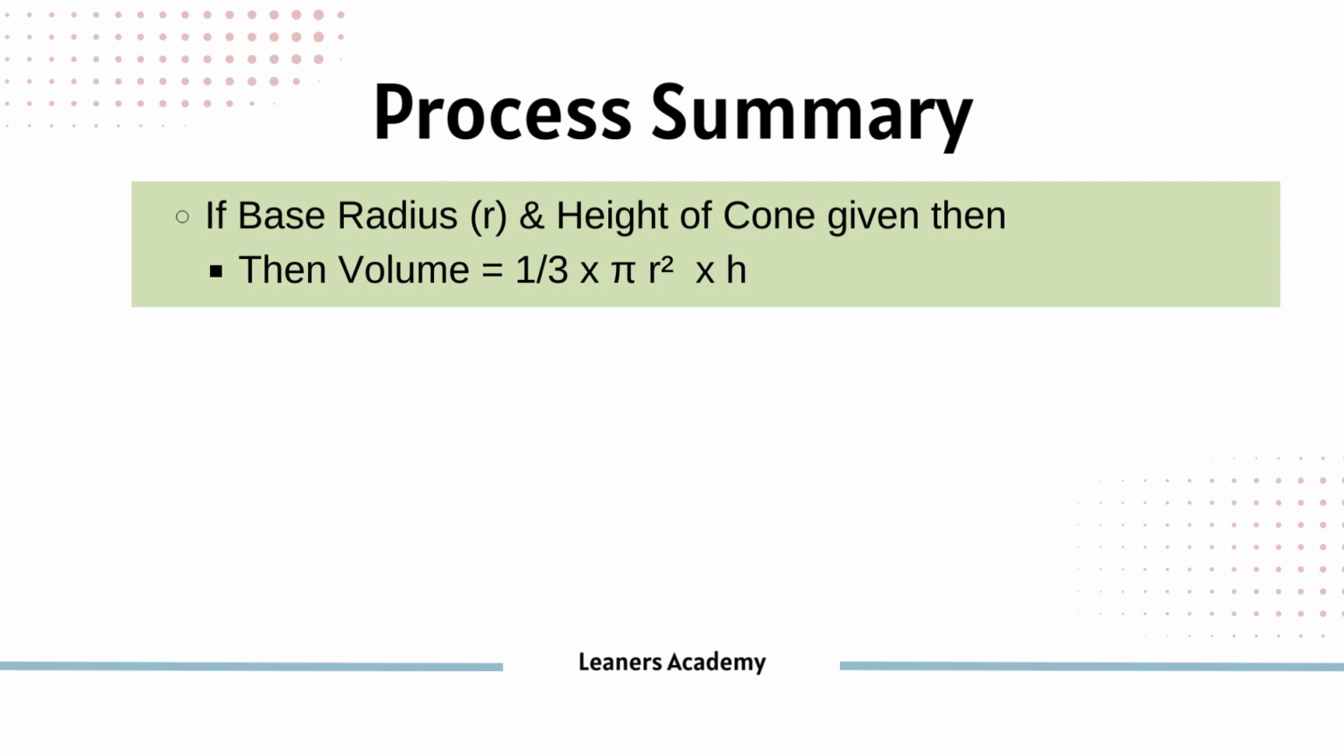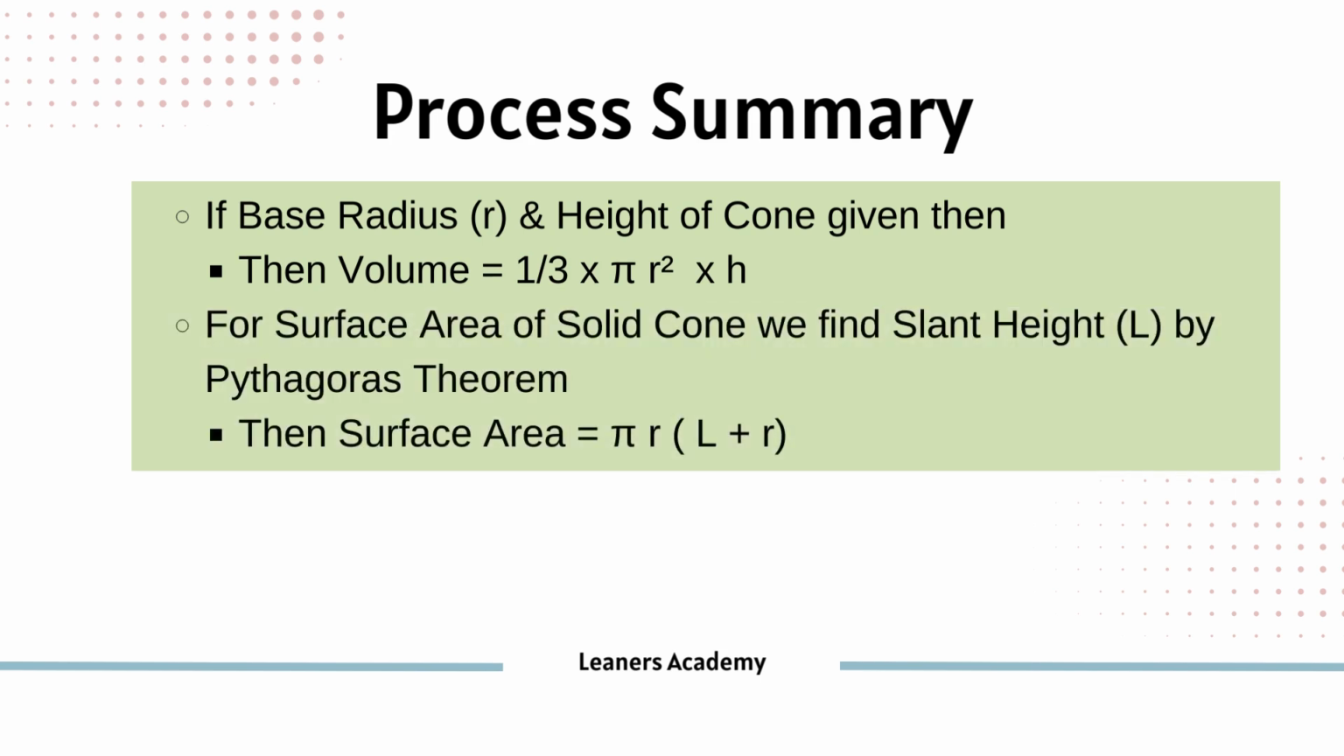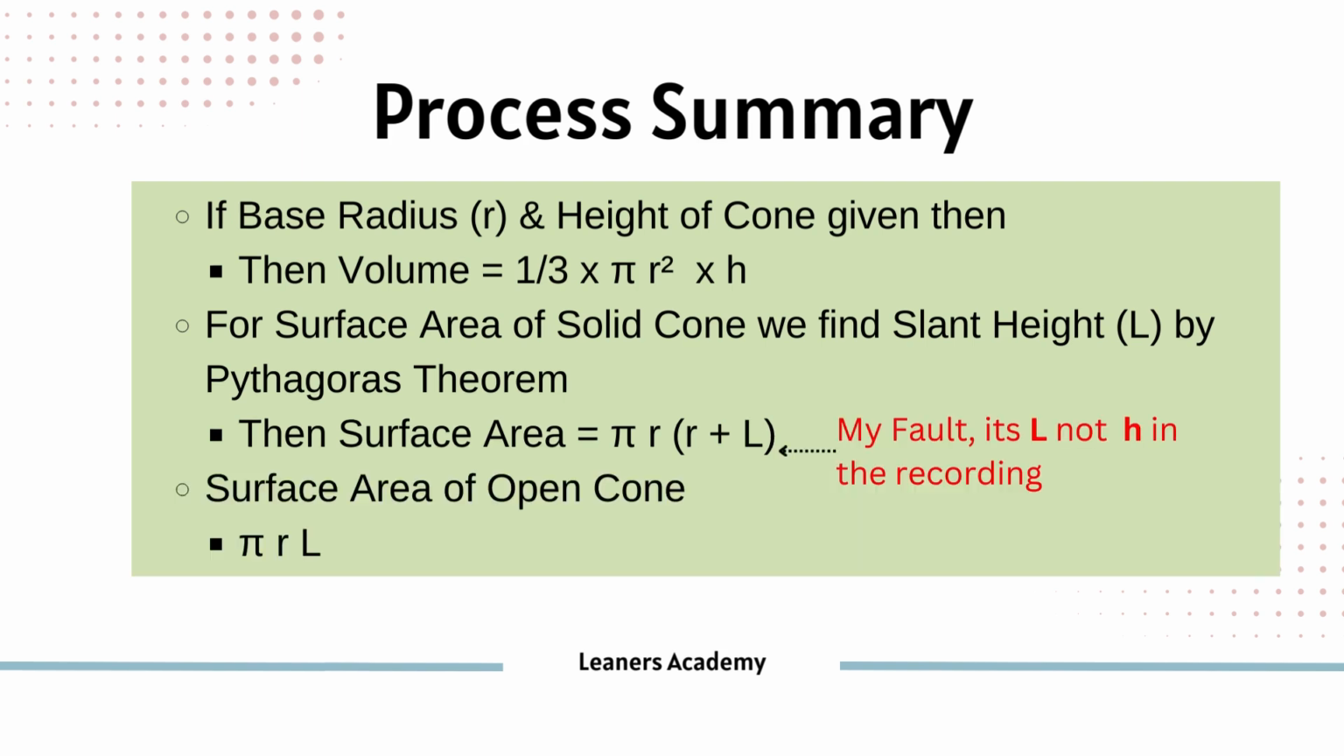I hope you are pretty comfortable with the process of finding the volume and surface area of cone. Summarizing, if we are given base radius and height of the cone, then we first calculate volume by using the formula 1/3 pi r square h. However, for surface area, there is a slant height requirement which can be found out by using Pythagoras theorem. After that, we can find the surface area by the formula pi r into sum of r and l. However, if it is open, then the formula is only pi rl.